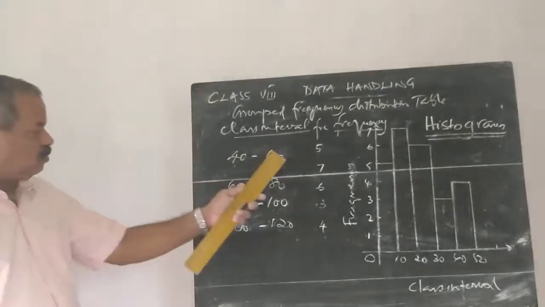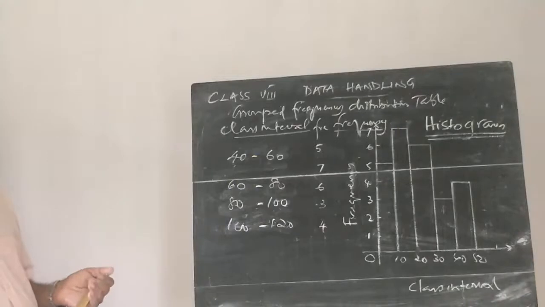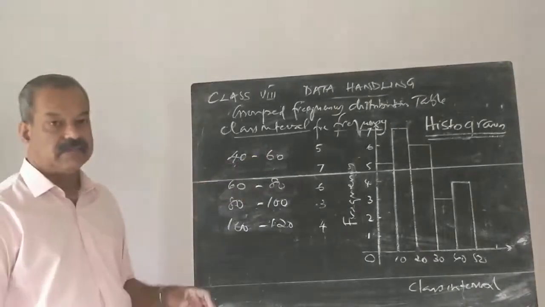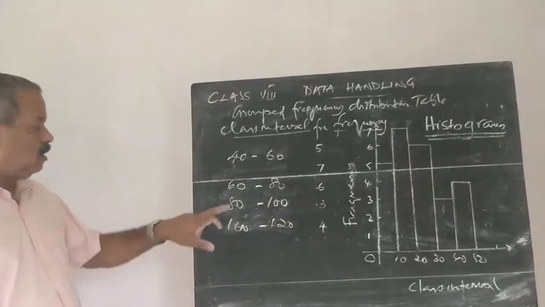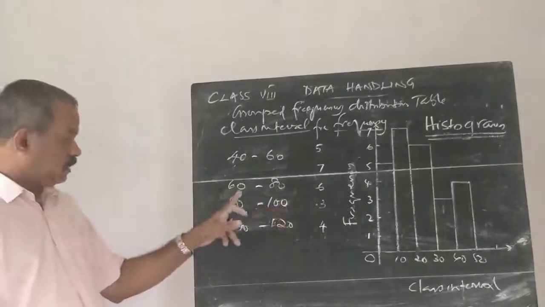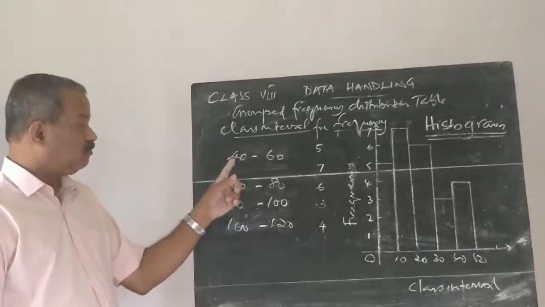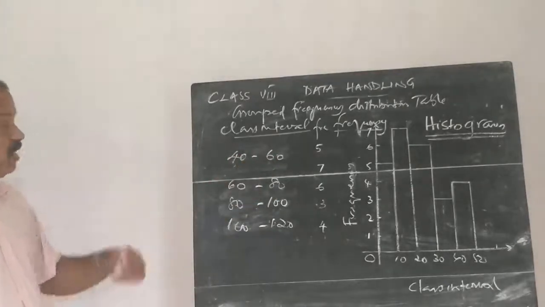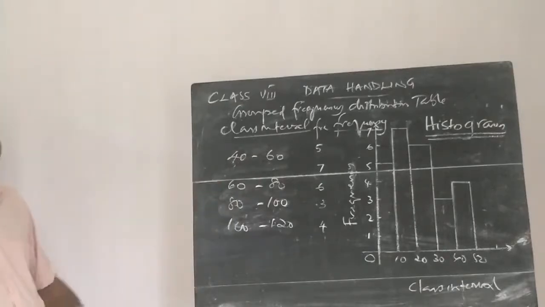Here, 40 to 60. What is the size of the class? 20. From 40 to 59, 60 is excluded. 60 to 80, also 20. 80 to 100, 60 is included here. So the scores included in this class interval are 40 to 59. So all these are of uniform class size.